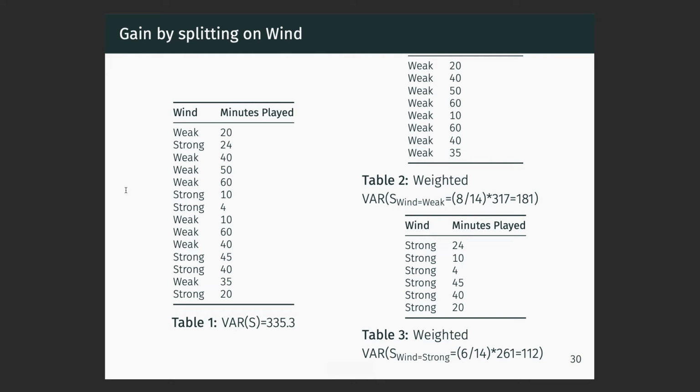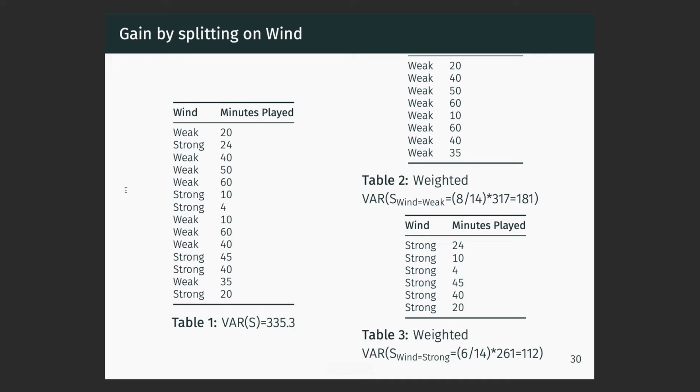So let's apply the same technique now. Let's try to see if we can split on the wind attribute. Originally for this particular data set, 14 examples, the variance was 335. As we had done previously, we split on wind equal to weak and wind equal to strong. You get 2 different subsets.